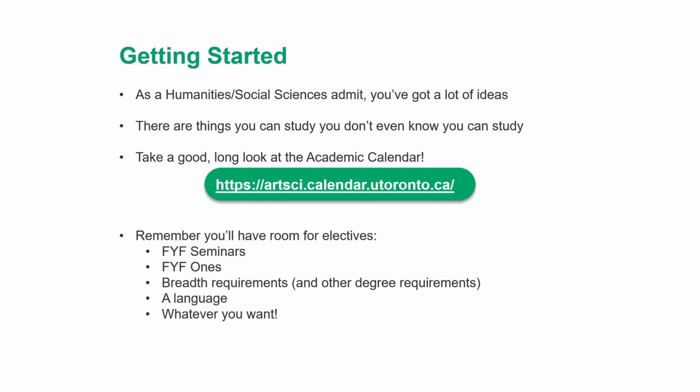And so the very first thing you're going to want to do when you're starting your research is take a good long look at the academic calendar, which Denise has already shown, so I won't bother going to that screen at this point. Once you have a rough idea of what your programs might be, you're going to just start looking at the courses you want to take for that.